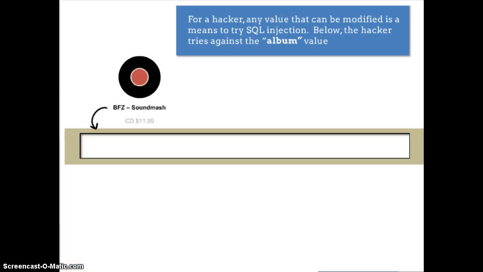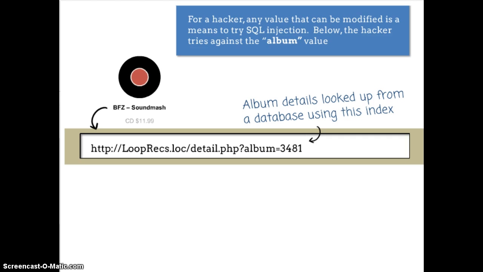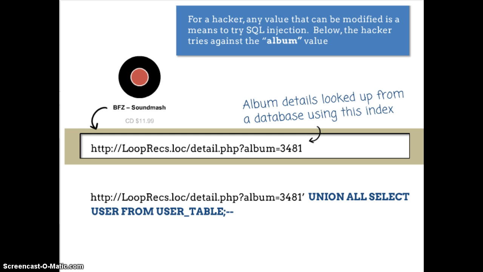So using this link that contains the album tag, and knowing that this album information likely grabs information from a database, an attacker might try a sort of injection against that number. What would they try? Let's consider this. An attacker might tack on UNION ALL SELECT user FROM user table.